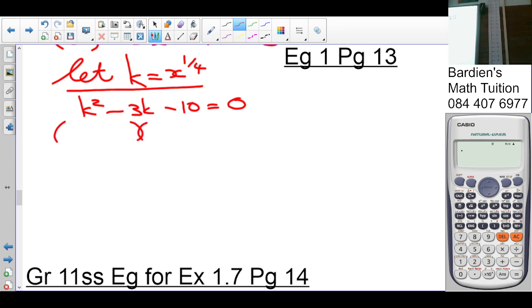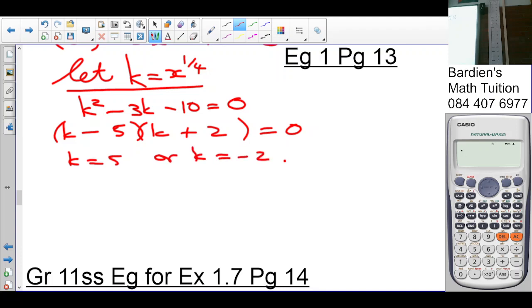So for those of you who can use a quadratic formula, you may. So it's going to now read k minus 5, k plus 2. You all agree with that? Now what? k is equal to 5, yes? Or k is equal to negative 2. Well, what is k? x to the quarter. So x to the quarter is equal to 5, or x to the quarter is equal to negative 2. Now what?